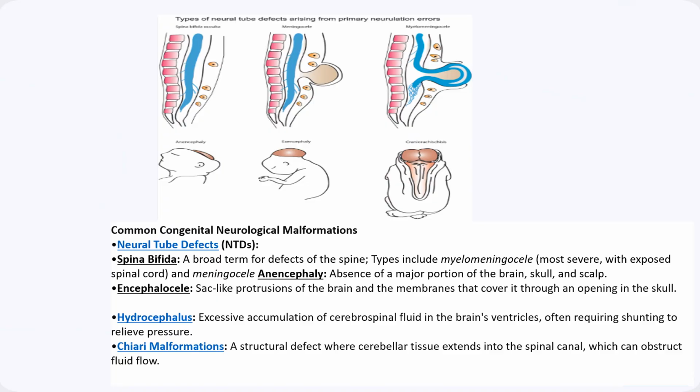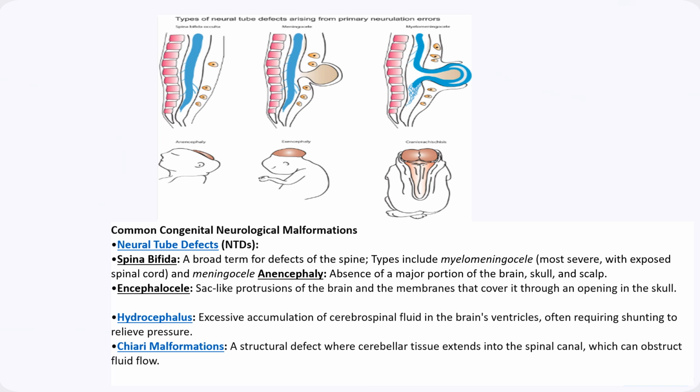Next, we will discuss some of the common congenital neurological malformations. The first one is neural tube defects. It happens due to failure of neural tube closure, especially in the first 2 months of the gestation period. The first type under the neural tube defects is spina bifida.